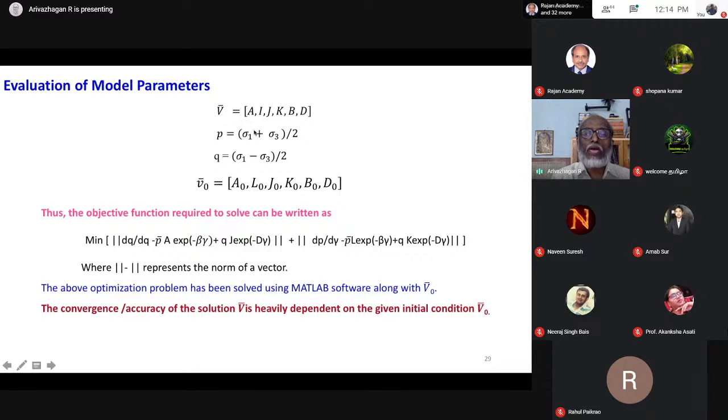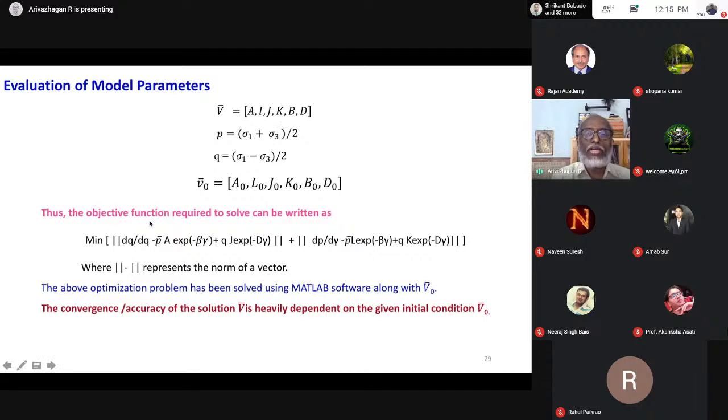These values are calculated by conducting a triaxial test on the soil sample. I can find out sigma 1, sigma 3. From that I can find out the value of P and Q. So from these 2 known values I am going to find out the 6 parameters A, J, K, L, P, and D. I told you this is a very complex problem. Therefore, I am going to use some software.